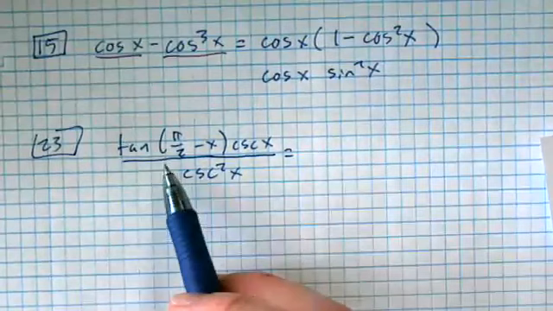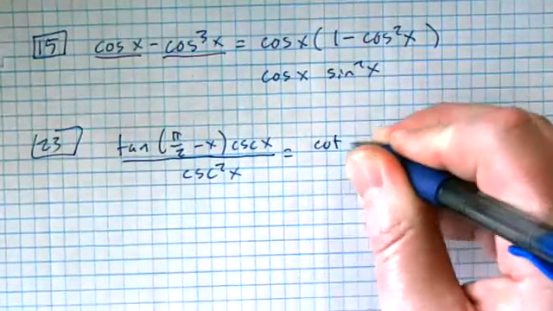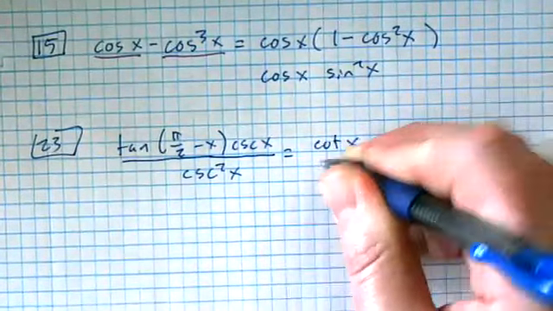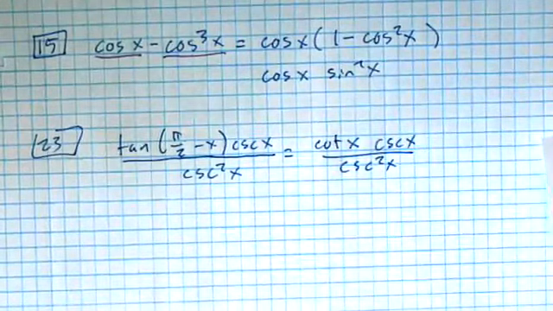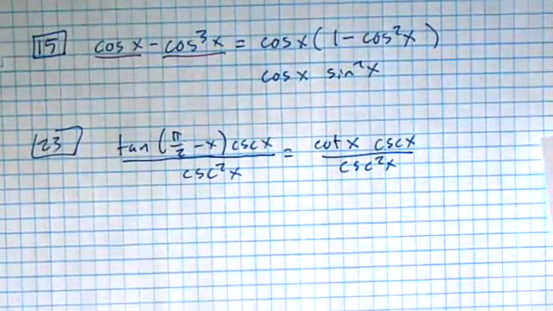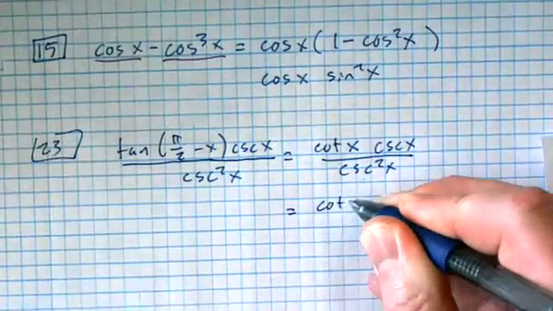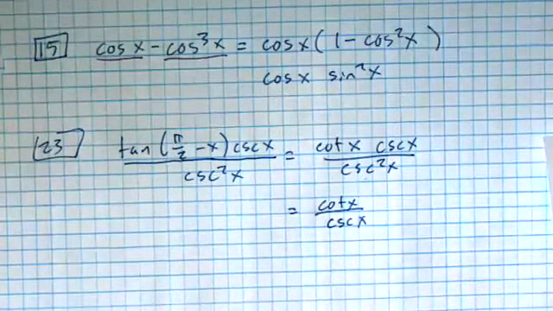What is the cofunction of tangent? Cotangent. So that's just going to become cotangent x. Cosecant stays. And then, yeah, I'm thinking about canceling one of those cosecants, this one with one of these down here. So then I'd end up with cotangent x over cosecant x. And there's just a single one down there.